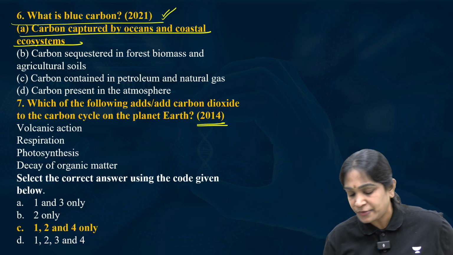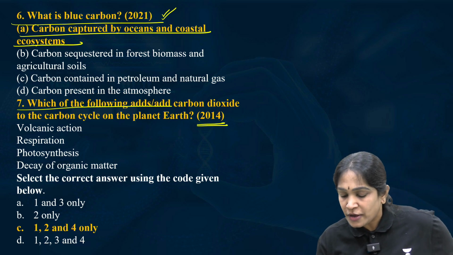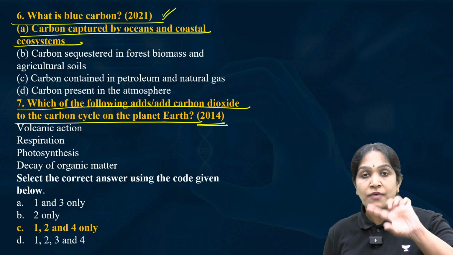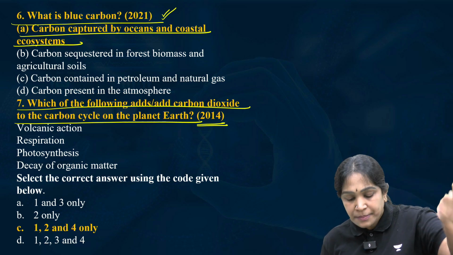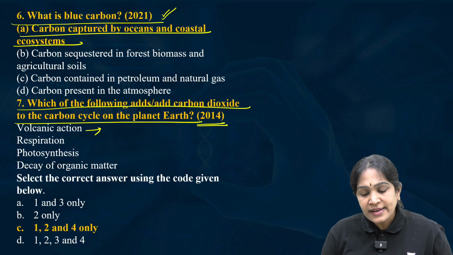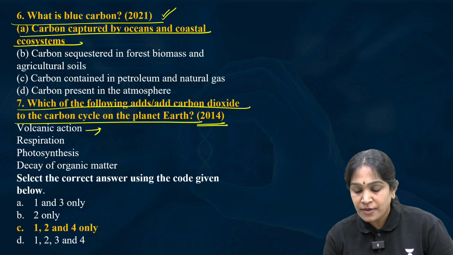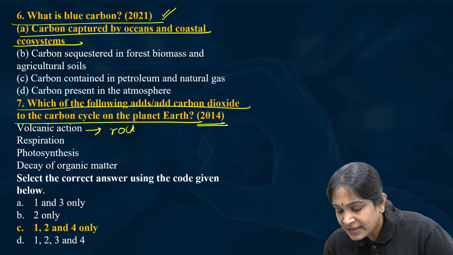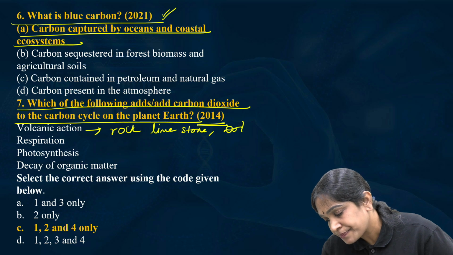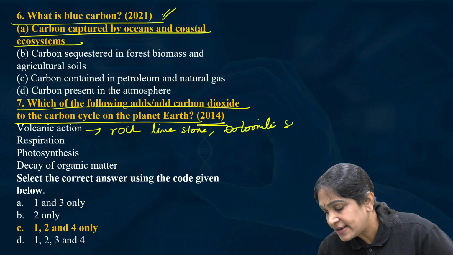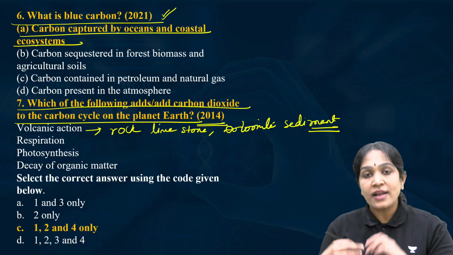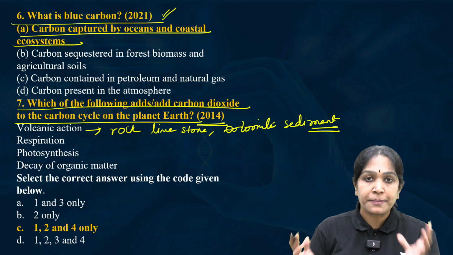Next, another question from 2014. Which of the following adds carbon dioxide to the carbon cycle? What all will add carbon to the carbon cycle? Volcanic action. How does volcanic action release carbon? If you remember, rocks like limestone, dolomite and the sediments all contain carbon. So when the volcano erupts, what happens?